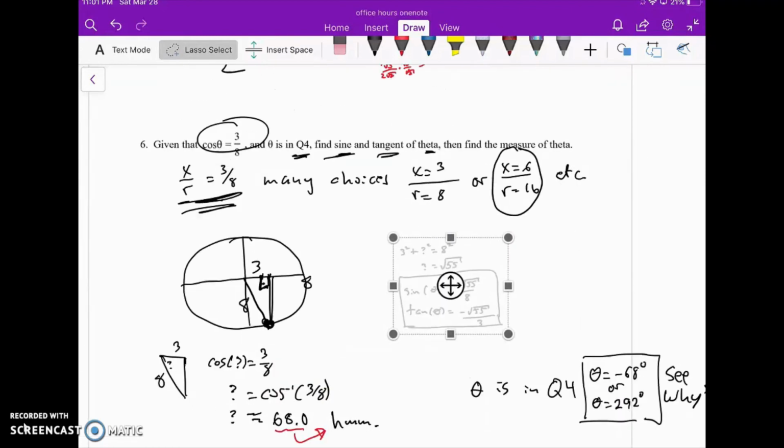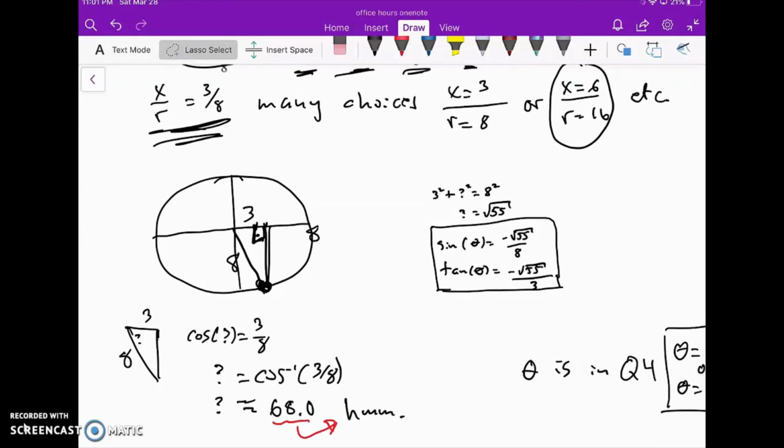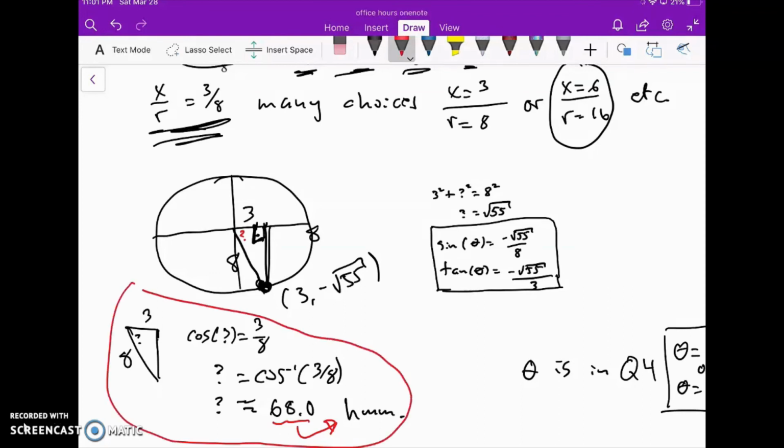which is worked out there. So with a little bit of work, we get that missing side, and then we have the coordinates for the point, which are 3 and negative root 55, and then we can write it all down. As far as the angle goes, I'm going to try and find that little angle right there. I'll use a little SOHCAHTOA to get that job done. When I do, it turns out that little angle is 68 degrees.